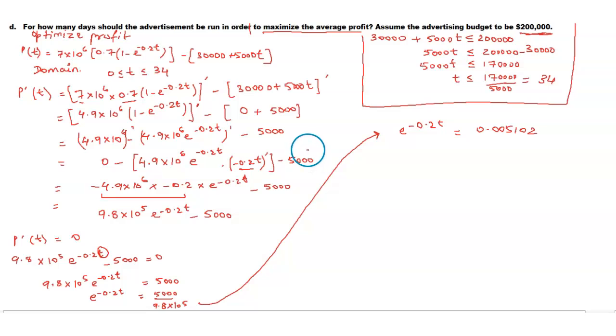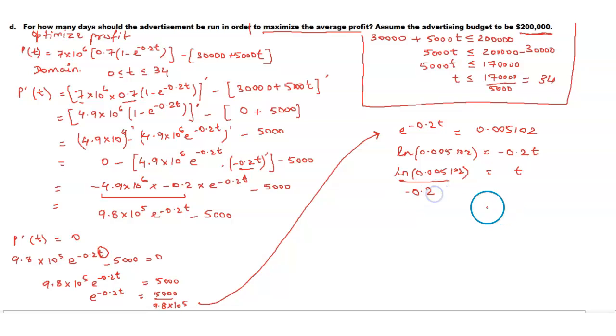Now we know for an exponential function, in order to solve for the power, we can write it in logarithmic form. So we can take log on both sides and we'll get ln. So we would get natural log of 0.005102 equal to negative 0.2t. And now we can isolate for t. When you put it all in the calculator, ln of this divided by negative 0.2, you'll see that your t value is equal to 26.